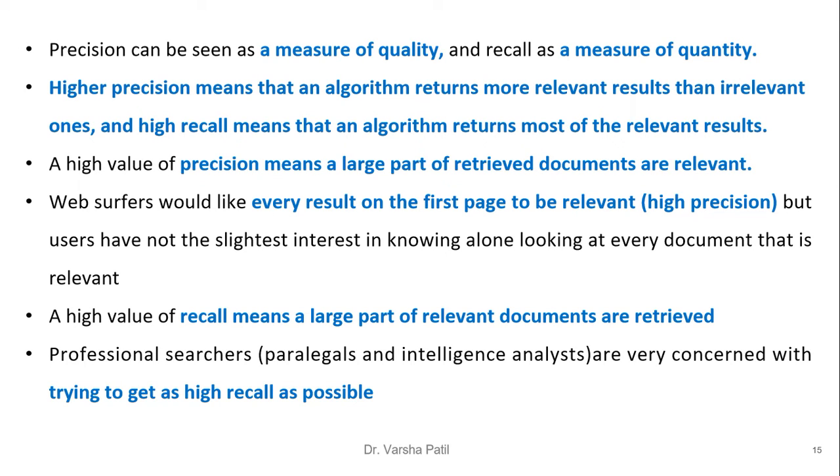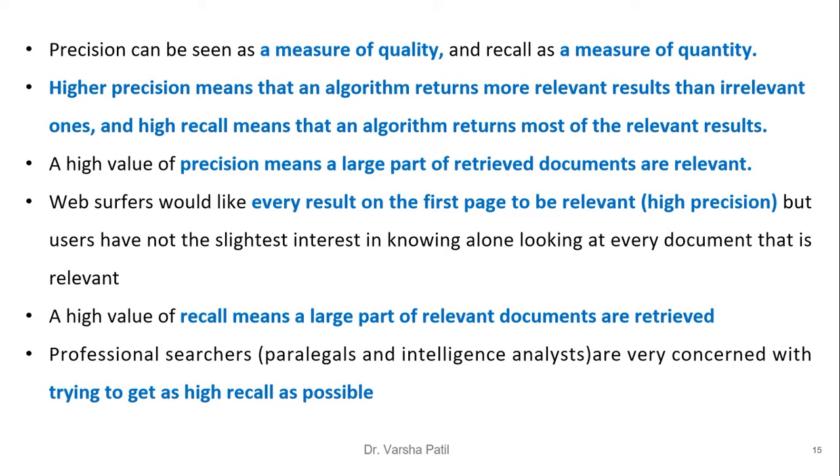Now this is a very important observation, and even by seeing the problem we can easily make the conclusion. Precision can be seen as a measure of quality, because whenever relevant items get retrieved, the precision increases, and recall as a measure of quantity. For example, in our system, if 10 documents are relevant, and as we are retrieving the documents, whenever a relevant document is retrieved, the recall increases.